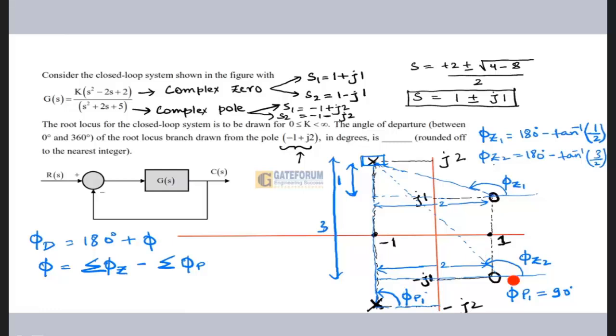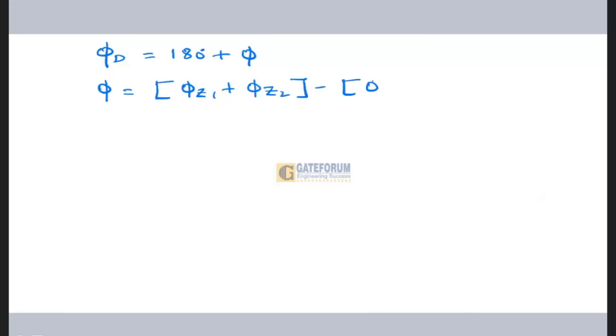Okay. Now I know phi p1, phi z1 and phi z2. So this summation of phi z will be phi z1 plus phi z2, and summation of phi p will be just phi p1. Okay. Let's go to the next page. Now here phi d, I know that it is 180 degree plus phi, and phi you are getting as phi z1 plus phi z2 minus phi p1.